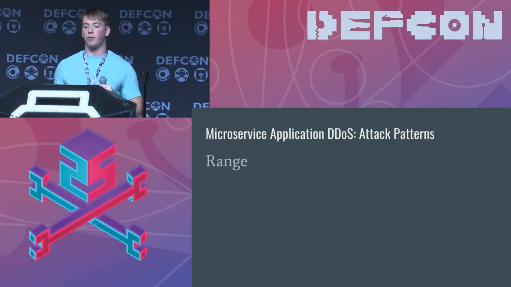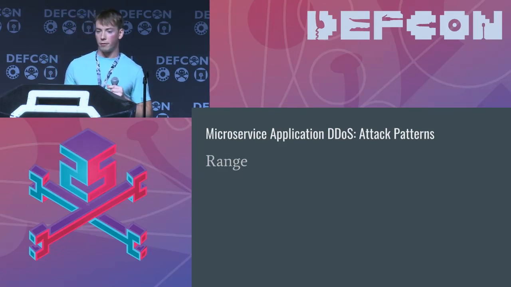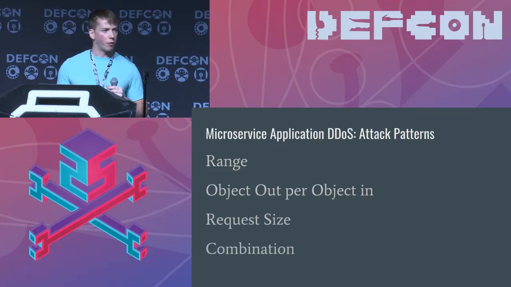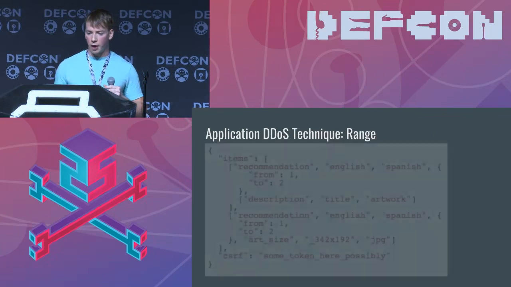So once we've identified those latent calls, let's discuss some attack patterns we can leverage to make those calls more expensive. The first is range. We'll also discuss object out per object in, manipulating request size, and then just a combination. There are other vectors here, but these are the three that we found to be the most effective.